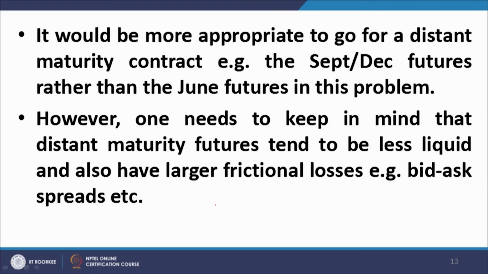However, one needs to keep in mind other issues also. What are those other issues? Distant maturity futures tend to be less liquid and also have large frictional losses, that is bid ask spreads. So, this is an aspect which also needs to be considered when we decide upon the optimality of the contract. We cannot immediately react and say that I will go for a far or a distant contract. You also have to look into the liquidity issues and the cost effectiveness of such distant contracts.